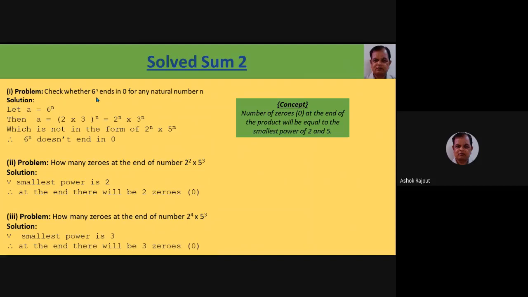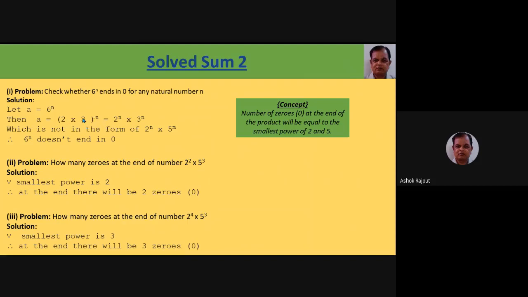Check whether 6 raised to the power n ends in 0 for any natural number n. To decide whether it ends with 0 or not, how will we check it? First we factorize it. Here 6 is the number. As we have factorized it, a equals 2 into 3 raised to the power n. Here we see 2 and 3, but there should be 2 and 5. Here there is 2 only, and no 5.